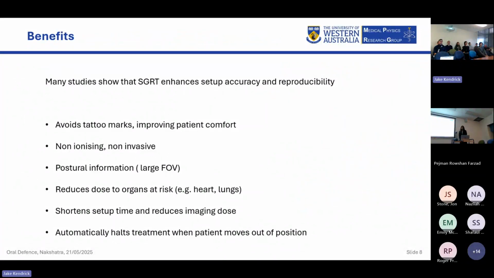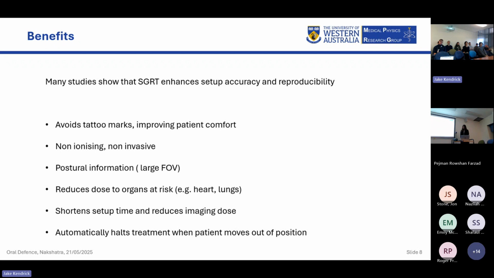So SGRT provides multiple clinical and patient-centered benefits. Studies consistently show it improves setup accuracy and reproducibility across sessions, which is crucial in treatments like hypofractionated breast radiotherapy. One major benefit is that it doesn't rely on tattoos or skin markings, making the experience much more comfortable for the patient. It is non-invasive and doesn't use any ionizing radiation.